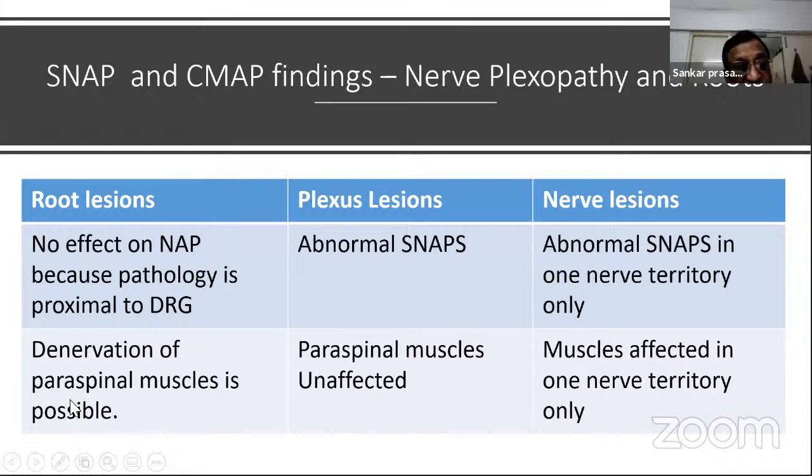There will be denervation of the paraspinal muscles, which is possible, so EMG may be abnormal. Plexus lesions have abnormal SNAPs, and paraspinal muscles are unaffected. Nerve lesions have abnormal SNAPs in one nerve only, and muscles affected are in more than one nerve.